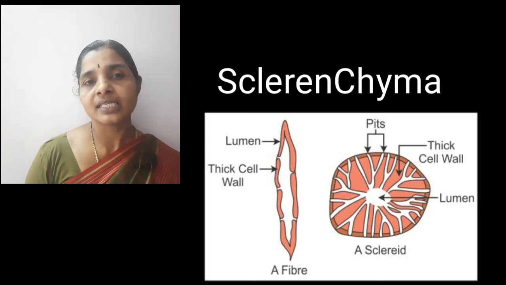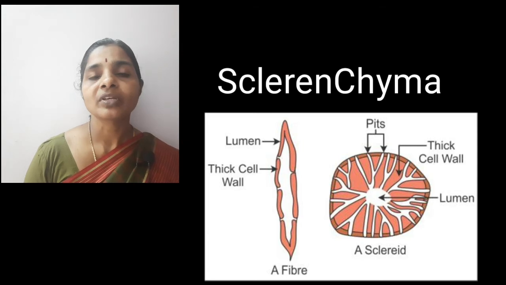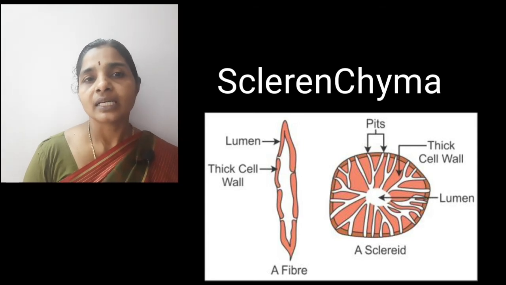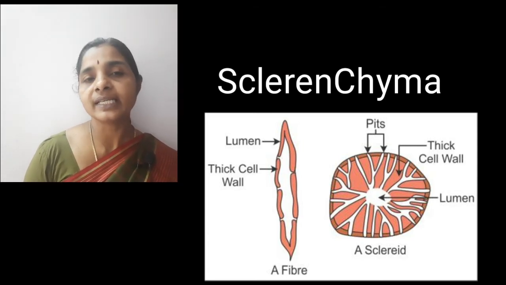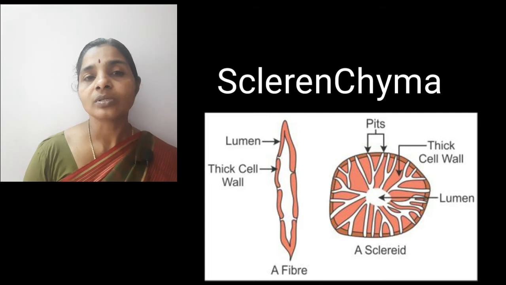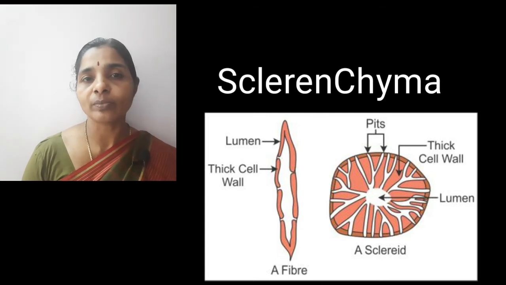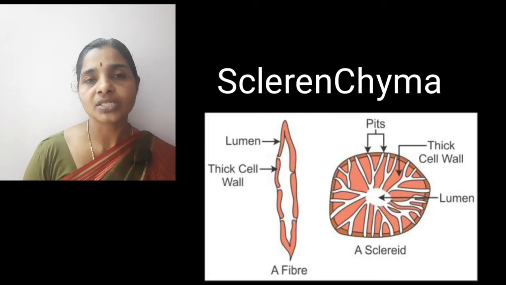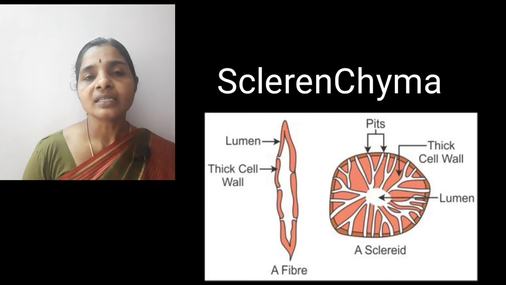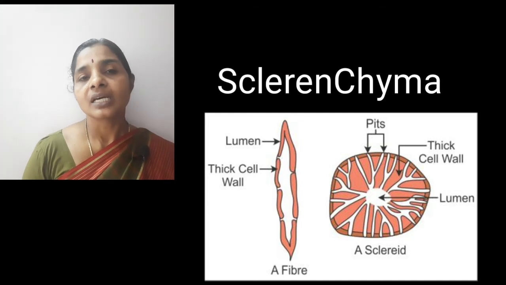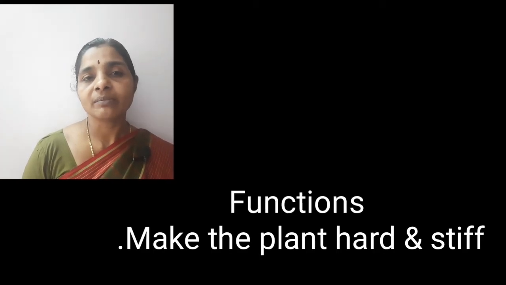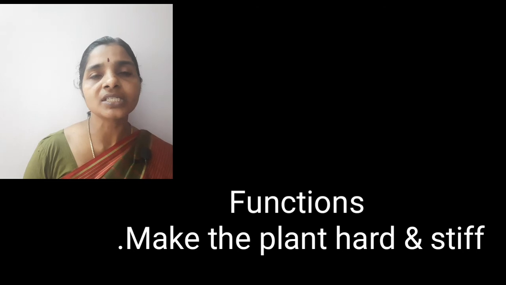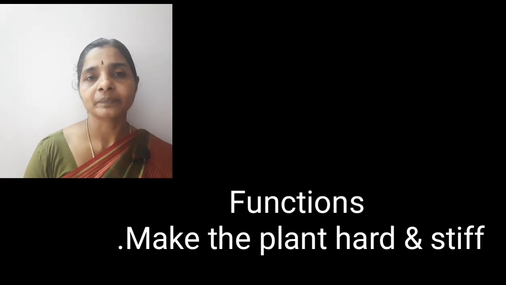Then where can we see this sclerenchymatous tissue? We can see these tissues in nuts, the covering of seeds, and the husk of coconut is also made up of this sclerenchymatous tissue. The function of these sclerenchymatous cells is to provide mechanical strength and rigidity to the plant.